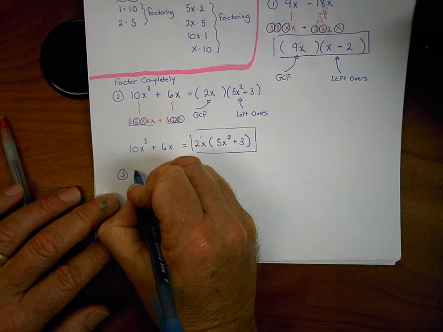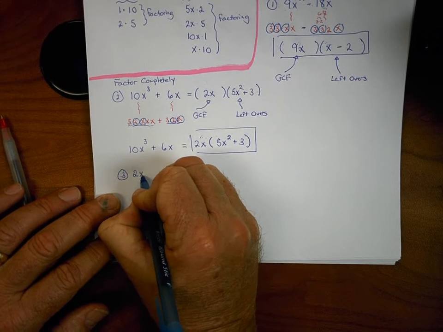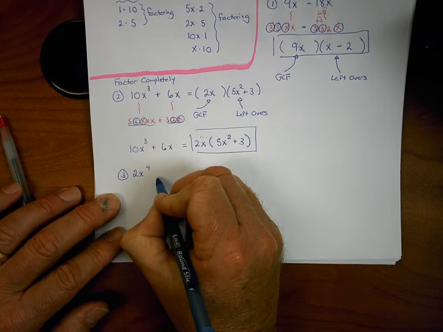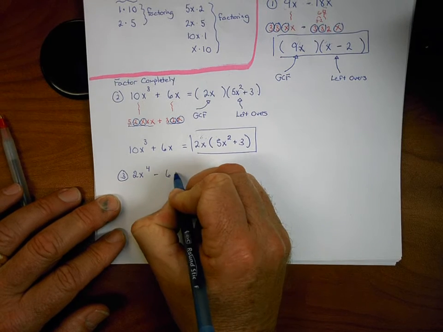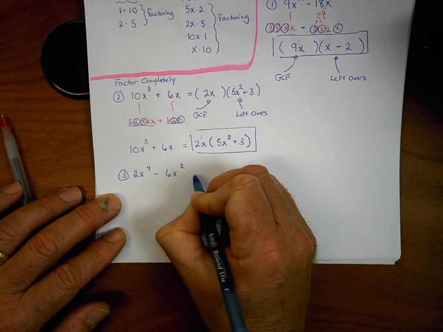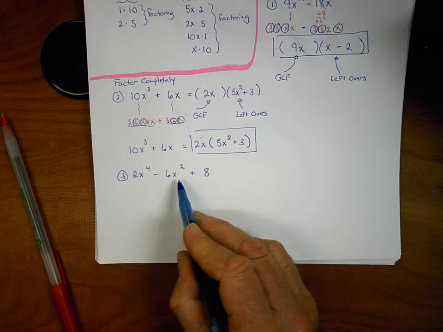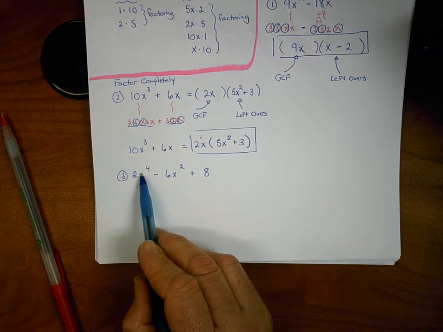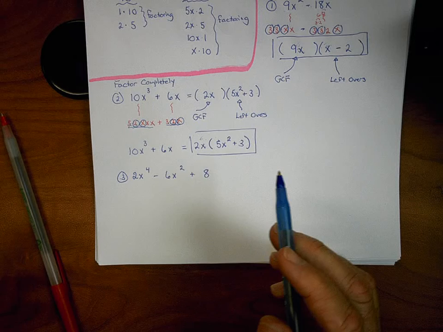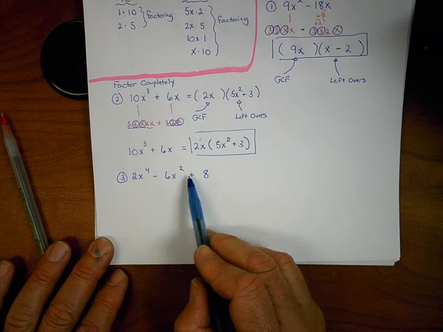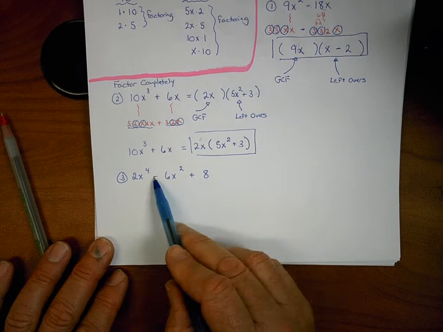Okay, so how about 2x to the 4th power minus 6x to the 2nd power plus 8. Okay, so we're going to factor this. Now, this is a trinomial. 1, 2, 3 different terms separated by addition or subtraction symbols.